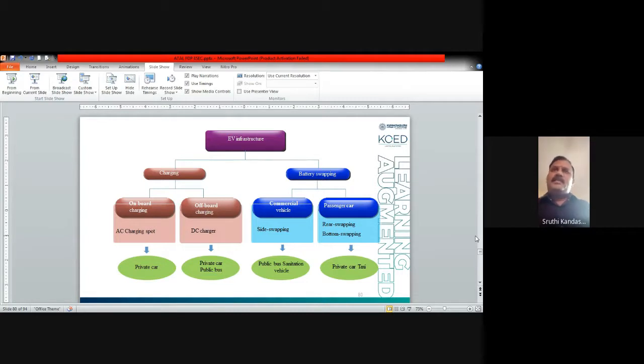Public buses, sanitation vehicles, and if you look at it, private cars and taxis. These are all the EV charging infrastructure.